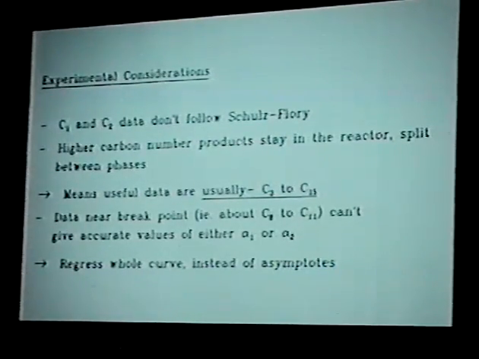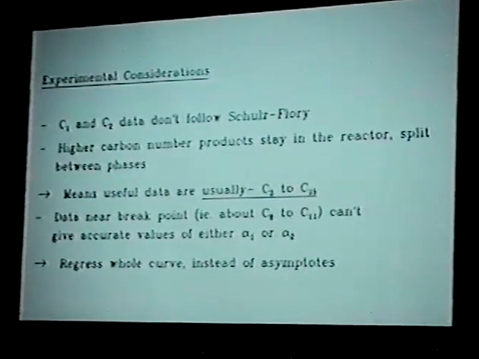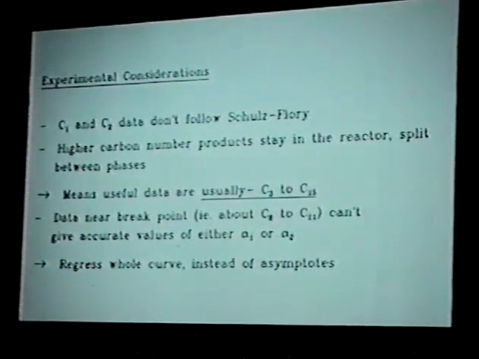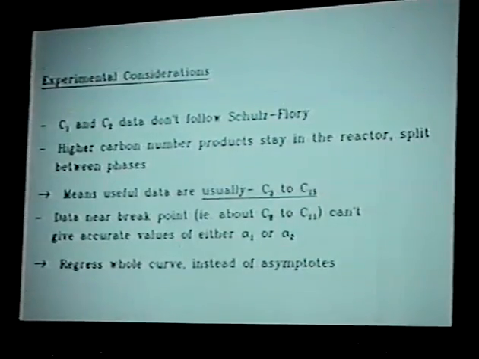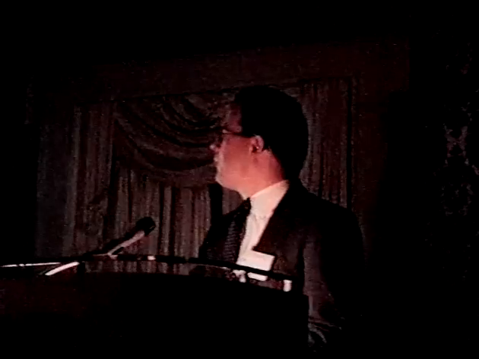As I said before, our volatile products we can generally only measure up to about C15. And the reason for that is when we get to heavier products, they tend to stay in the reactor in some concentration. They split between the volatile products and the waxy products. We can get around this by running for very long periods of time at the same conditions, but this means we can't really do much in the way of studying the effect of operating conditions. So we generally run at the same conditions for a couple of days, and we have to take the limitation that we can only go to C15 or so in our product analysis.